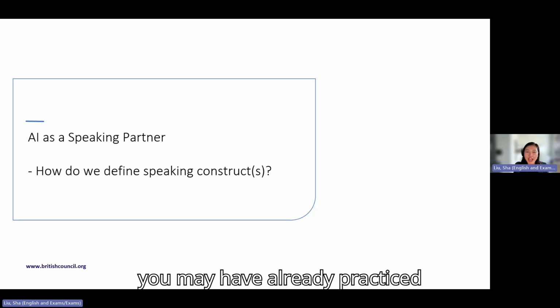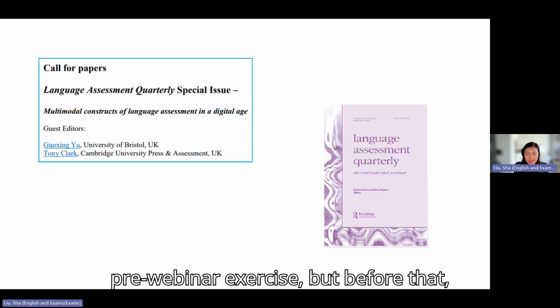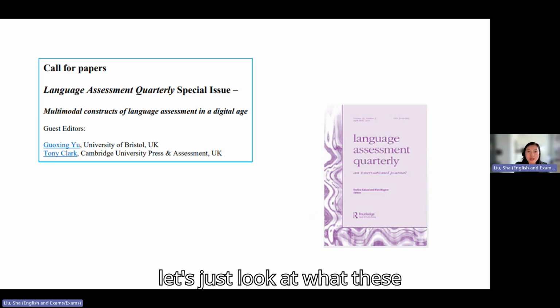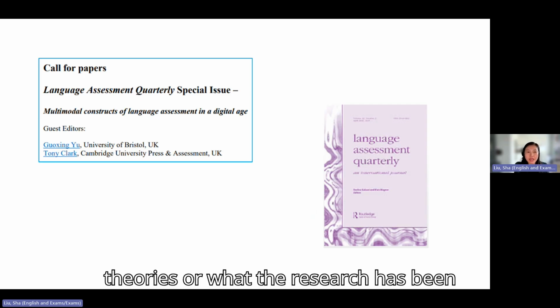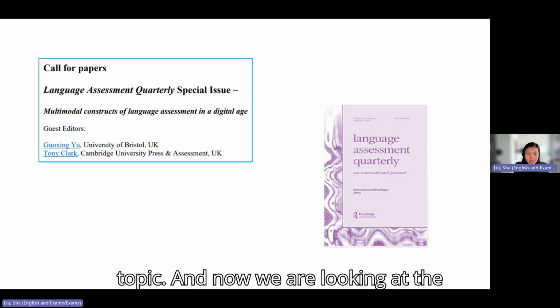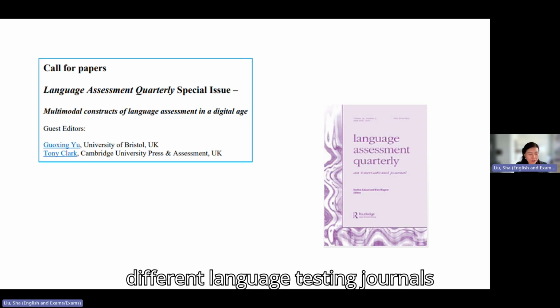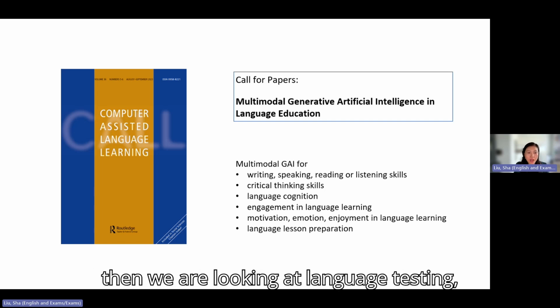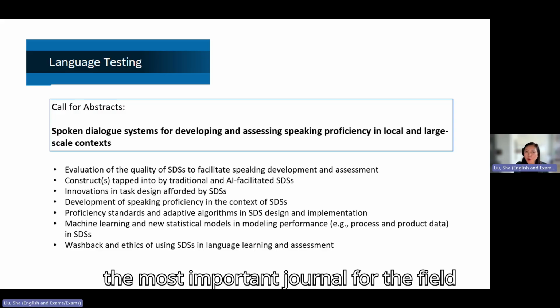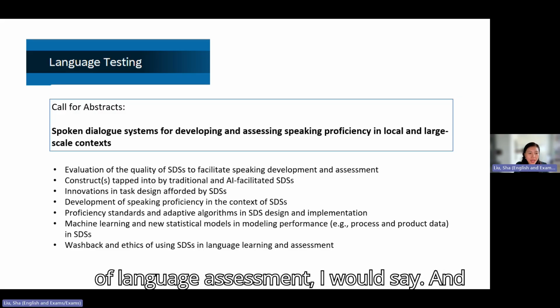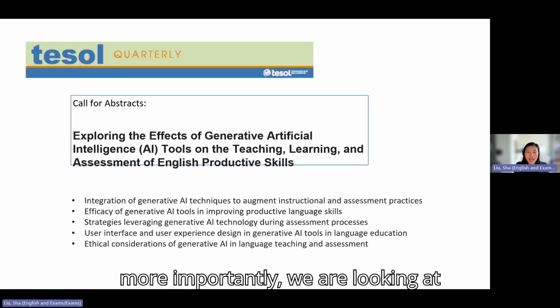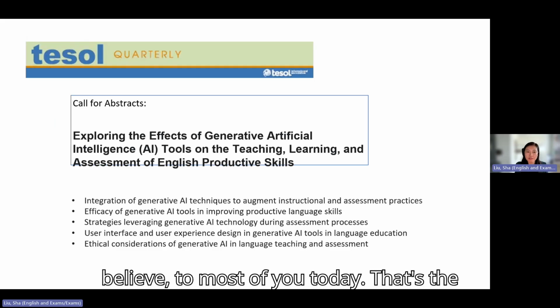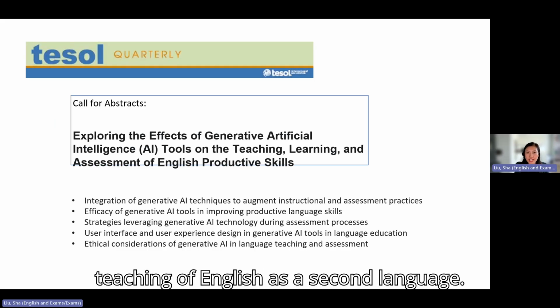I believe that some of you may have already practiced the pre-webinar exercise, but before that, let's look at what the research has been saying regarding this specific topic. Now we are looking at different language testing journals focusing on this topic. For example, Language Assessment Quarterly, then a brief overview of another journal, Computer Assisted Language Learning. And then we are looking at Language Testing, the most important journal for the field of language assessment, I would say. More importantly, we are looking at another one that is highly relevant, I believe, to most of you today: Teaching English as a Second Language.